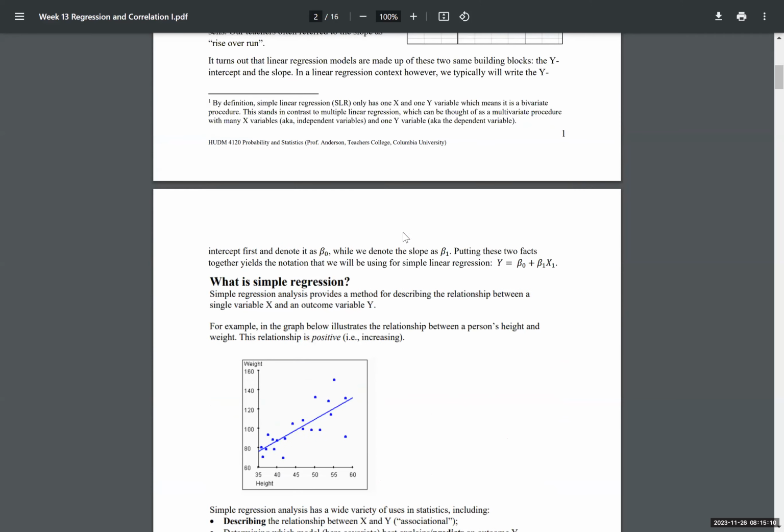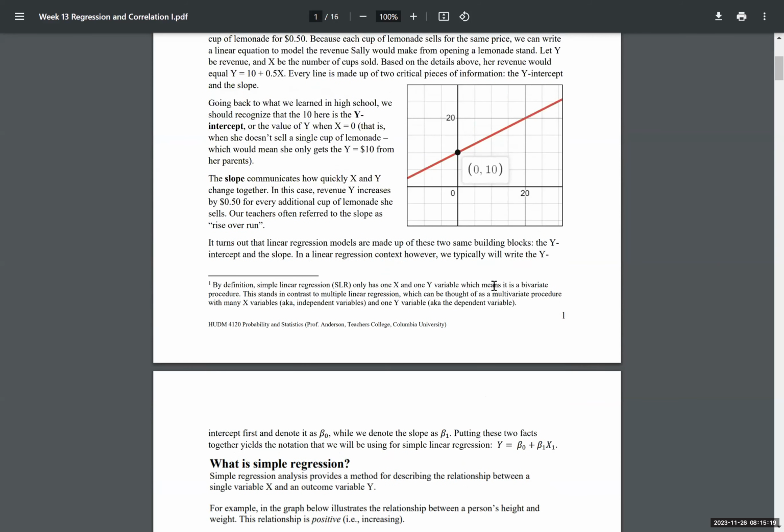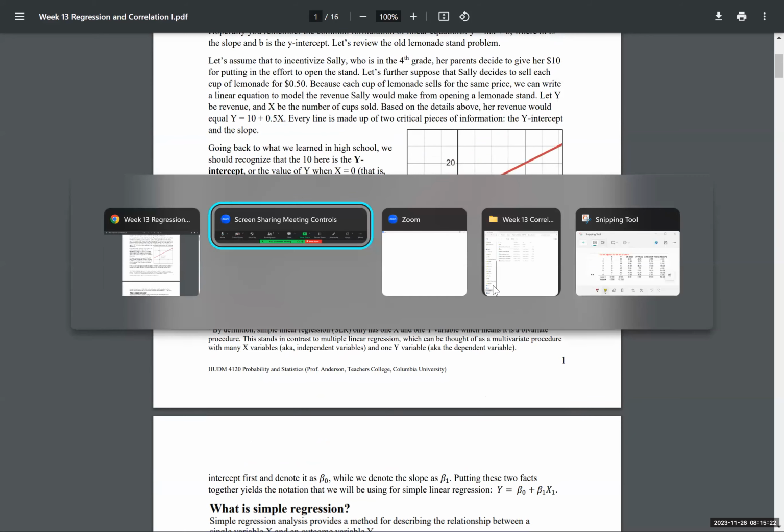And so when we go to simple linear regression, we often write the notation a little bit differently. And you can write this notation actually however you want.